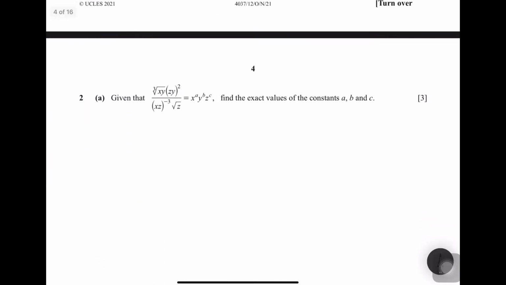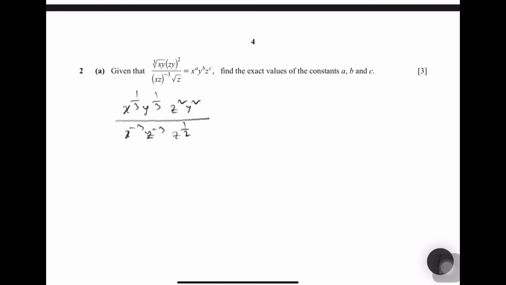Okay, now let us check question 2. Question 2a. If you have sound knowledge regarding indices, you can solve it easily. First of all, we can write x to the power 1/3, y to the power 1/3, z squared, y squared. Then we can write x to the power -3, z to the power -3, and z to the power half.